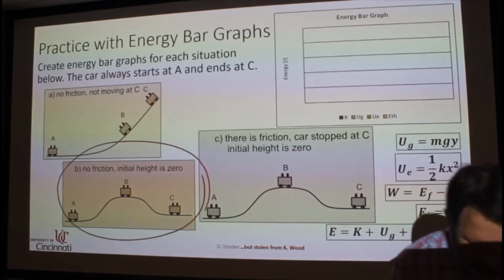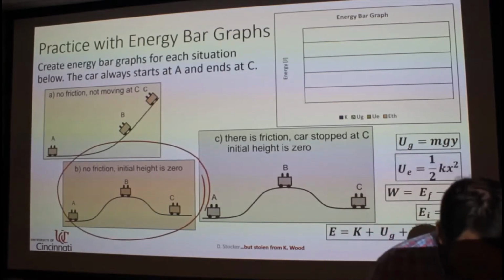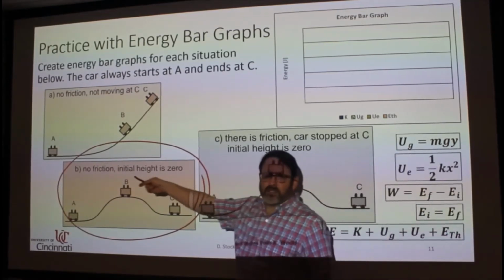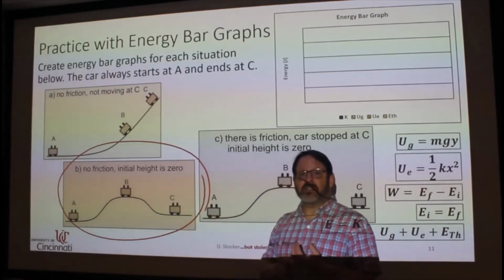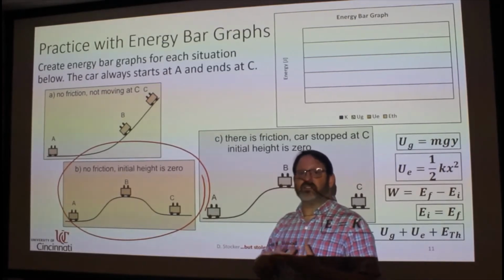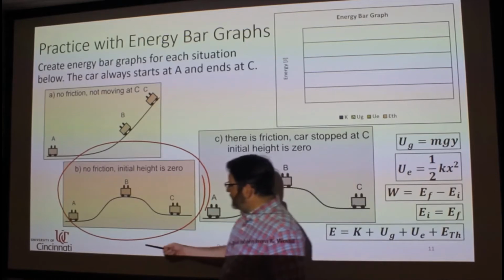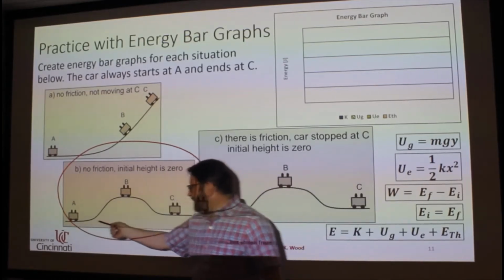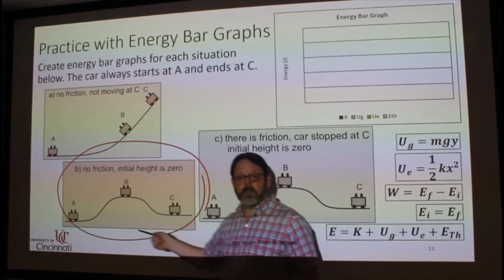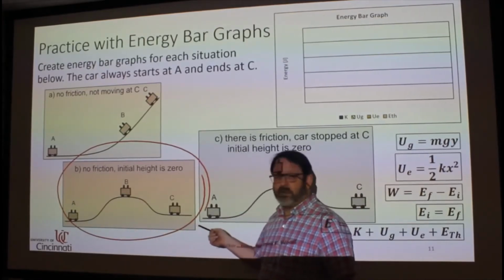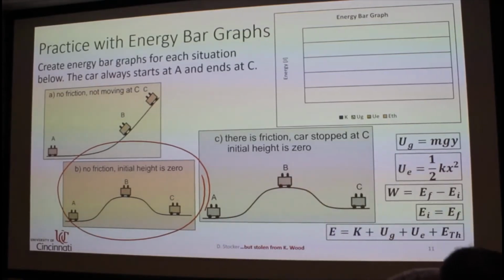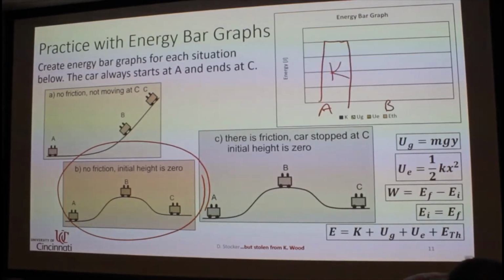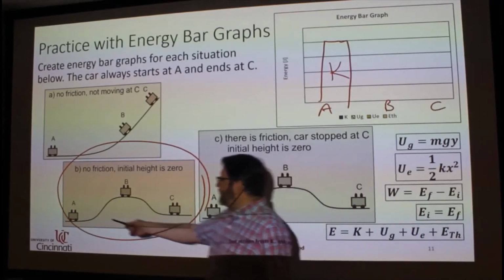So now, looking at B. Again, no friction, so there's no thermal energy to worry about. There's no spring, so there's no elastic potential to worry about. We only have gravitational and kinetic. So it starts here, and since that's the lowest level, we'll call that y equals 0. And so if y equals 0 here, that means gravitational potential is 0 at the beginning. So it's all kinetic. So initially, it's all kinetic.